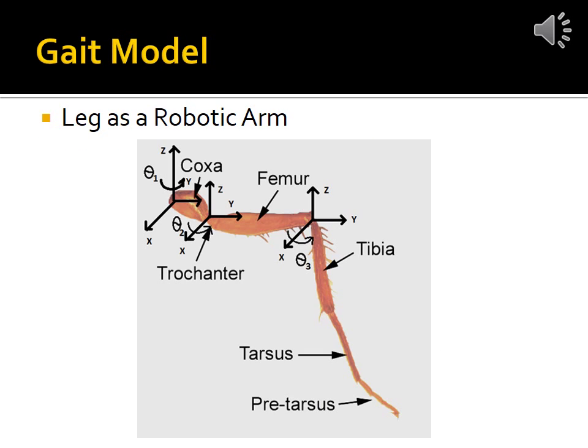Next, we move on to the gait model which has been implemented on MATLAB. As you can see, each joint has been assigned a frame and the leg is being treated as a robotic arm. Joint angles have been assigned to every joint, making it relatively easy to give angular displacements and find out the final position of the leg.